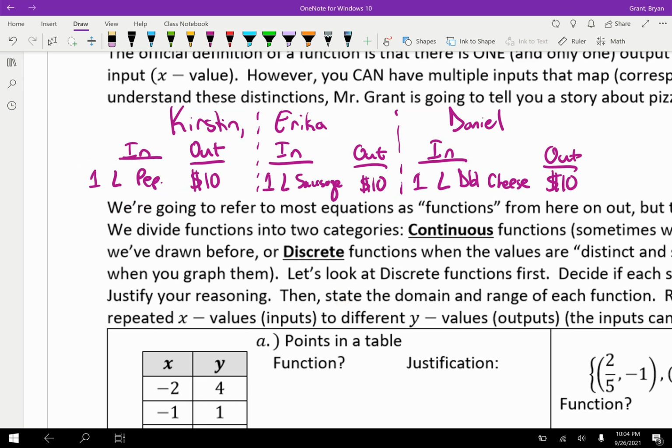If I were to say, what does 1 large pepperoni pizza cost? You could say that's $10. You could say, what's 1 large sausage pizza? That's $10. Nothing too bad. Now, going backwards would be a little challenging because if I said, what kind of pizza costs $10? Well, I don't know the one specific answer. However, it works this way because with a function, we only look at the input, and we just want to make sure the input only matches to one output.